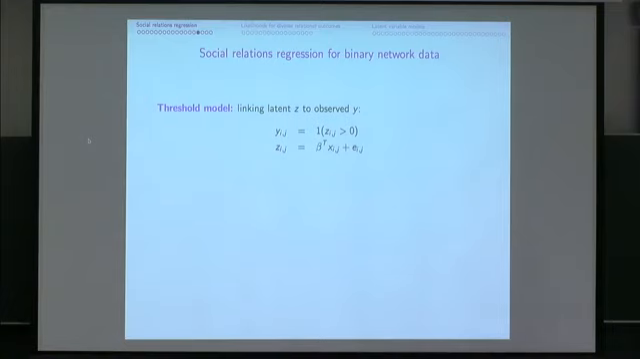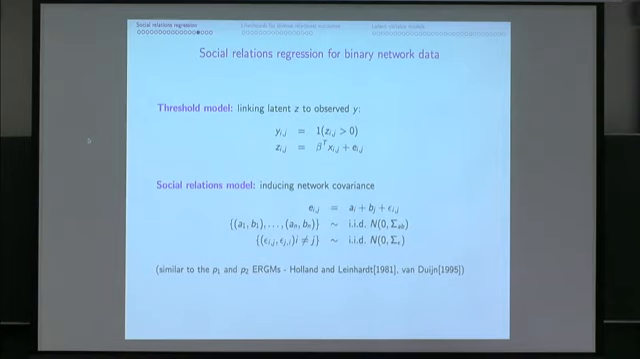So the idea is, as before, the observed outcome yij is the indicator that zij is greater than 0. And then you model this unobserved latent variable in terms of a linear predictor plus noise. And for this noise, we just use the social relations covariance model. Right? So this will induce in our binary data row dependence, column dependence, and within dyad dependence that we get from the social relations model.